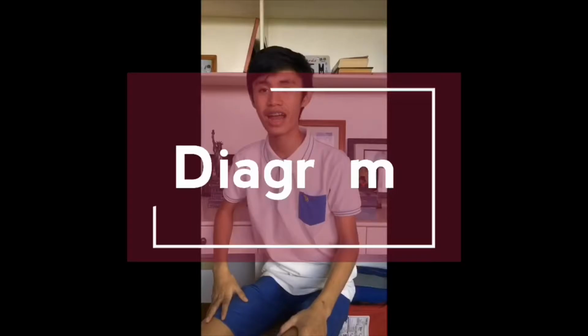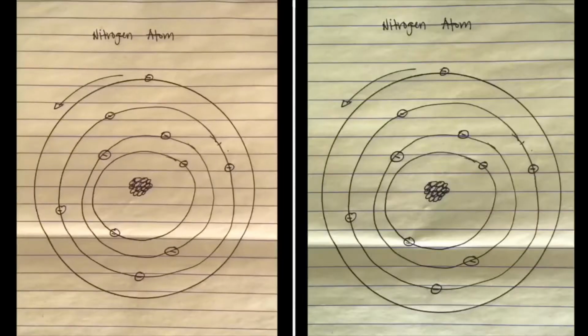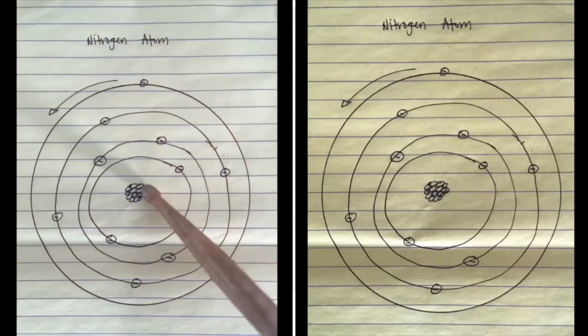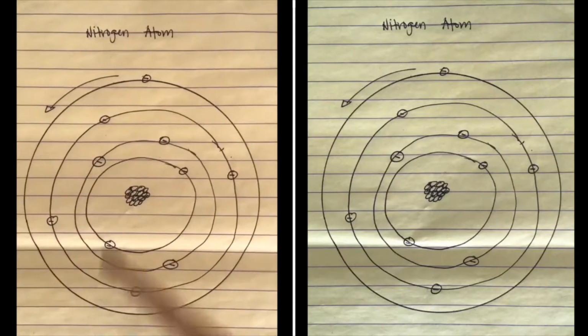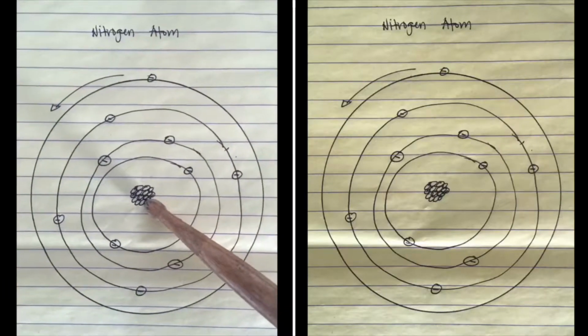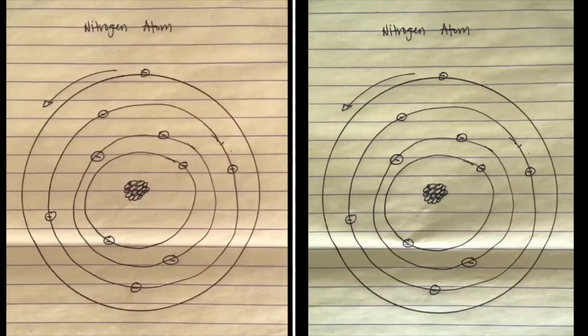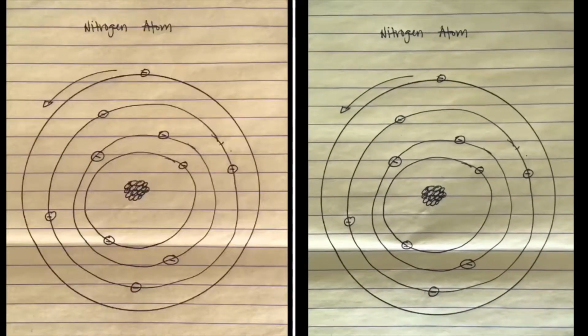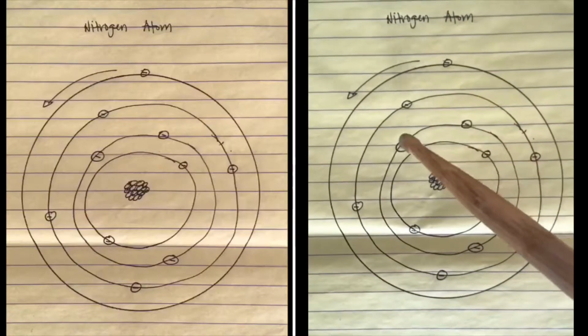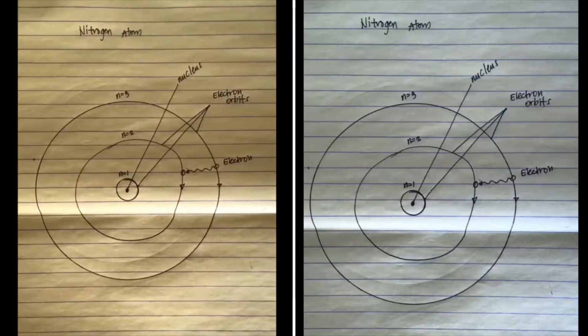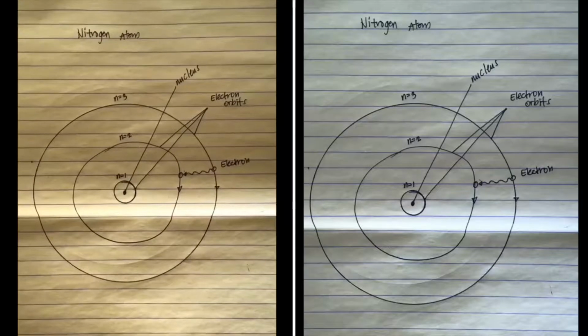So hi guys, I'm going to introduce the diagram and the explanation of Bohr's planetary model of atom. So let's go now. So this is Bohr's atomic model of a nitrogen atom. So in the center, it is the nucleus. It is composed of proton and neutron. So it is surrounded by electron orbits, which is of course composed of electrons. This is also Bohr's model of nitrogen atom.